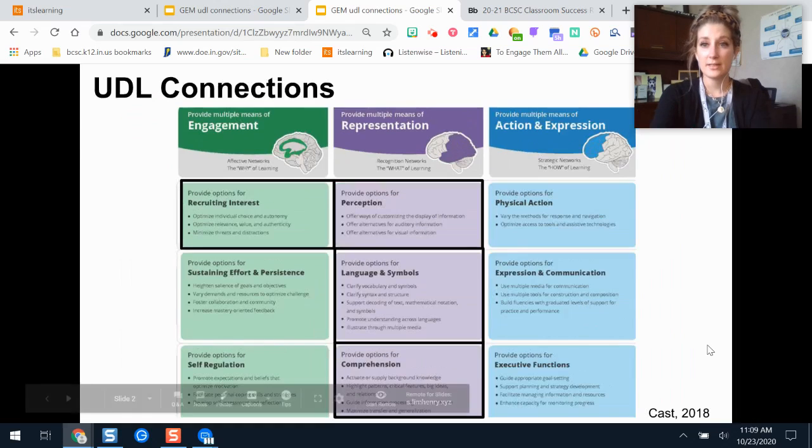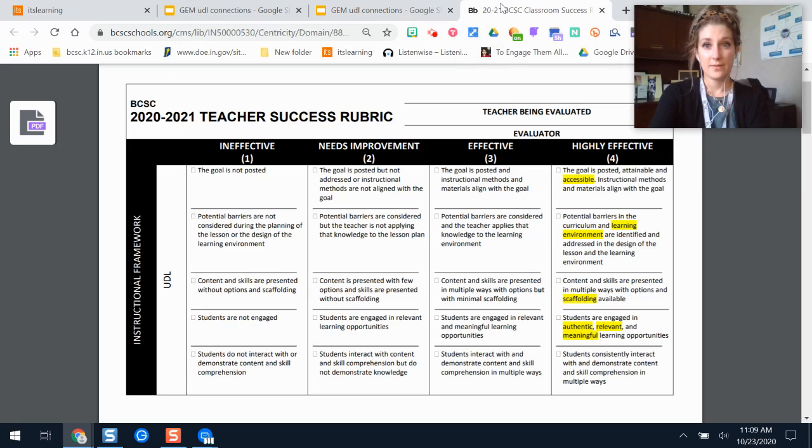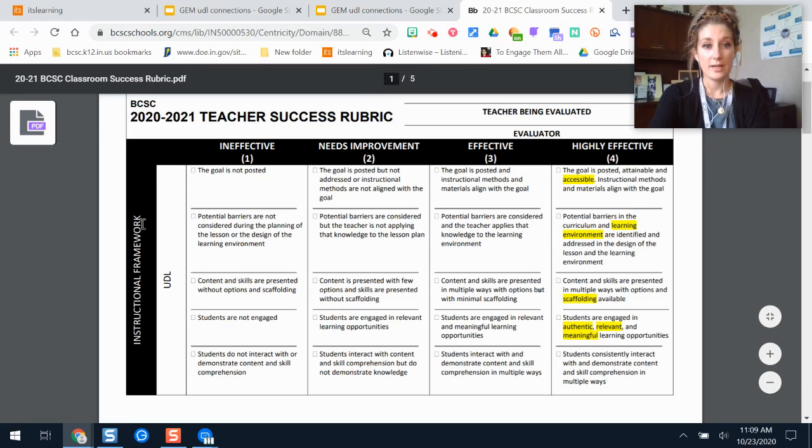In terms of the Teacher Success Rubric, this specific module will focus on the UDL instructional framework piece of the Teacher Success Rubric, which is over here, and it's sections 1.1, 1.2, 1.3, and 1.4, which focus on engagement, similar to what I just showed you on the last screen, and representation.